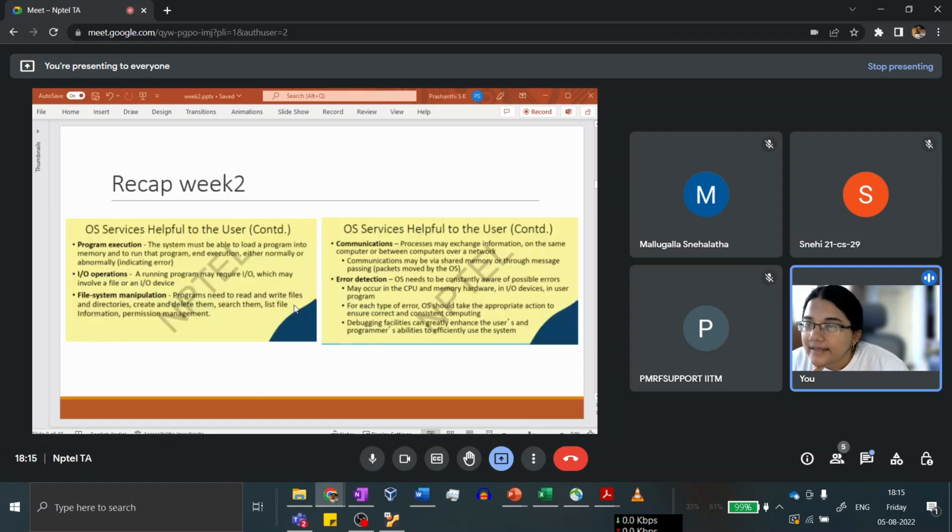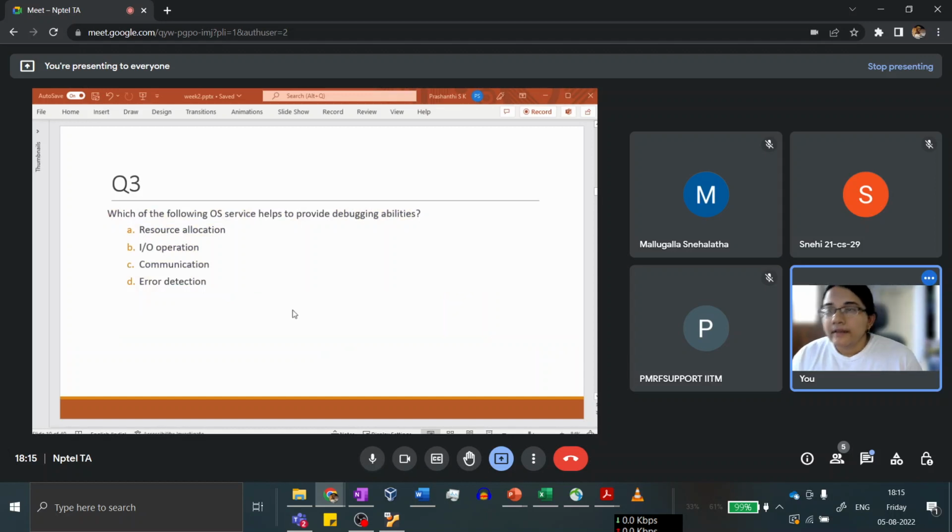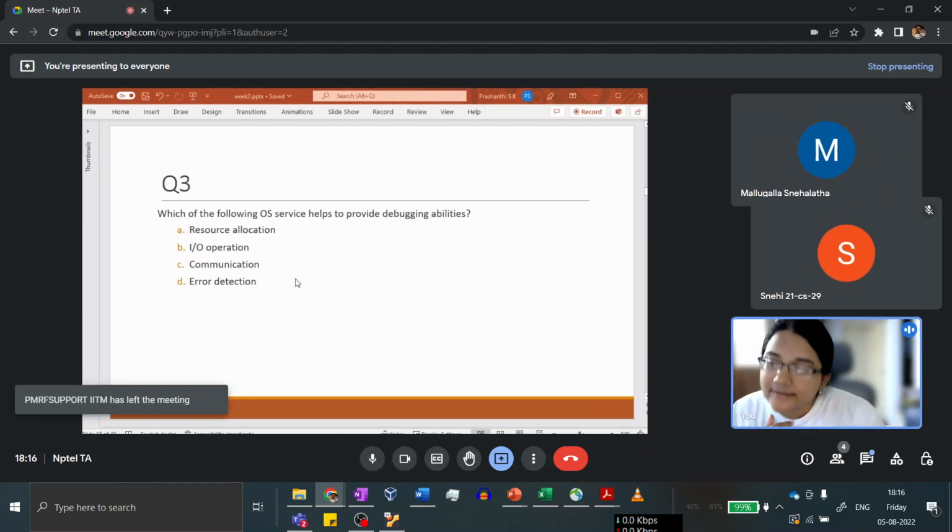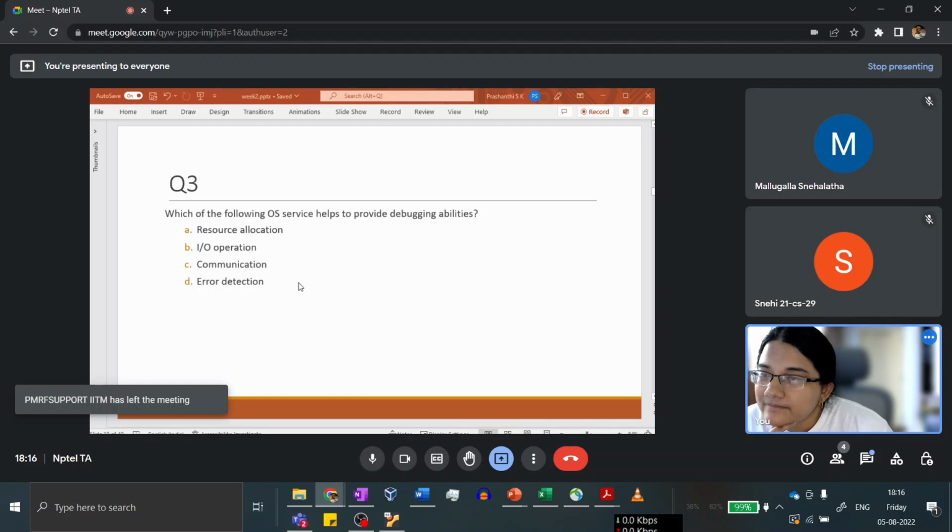Okay, let me move on to the next question. Which of the following OS services helps to provide debugging abilities? The options to this question are resource allocation, IO operation, communication, error detection. So think about this. We just looked at all of the functions in the previous slide, right? Which service do you think helps with debugging? If you have answers, please post on chat. Is it resource allocation? Is it IO operations?